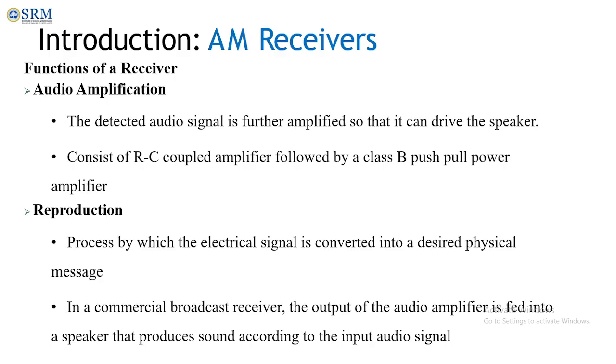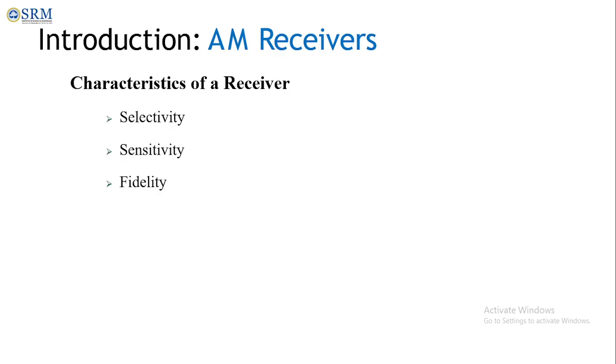The next stage is reproduction. Reproduction is the process by which the electrical signal is converted to the desired physical message. For example, on the communication side, we use speakers. In a commercial broadcast receiver, the output of the audio amplifier is fed to the speaker that produces the sound. The sound signal is produced from the input audio signal. That is called the reproduction process. These are the functions of AM receivers.